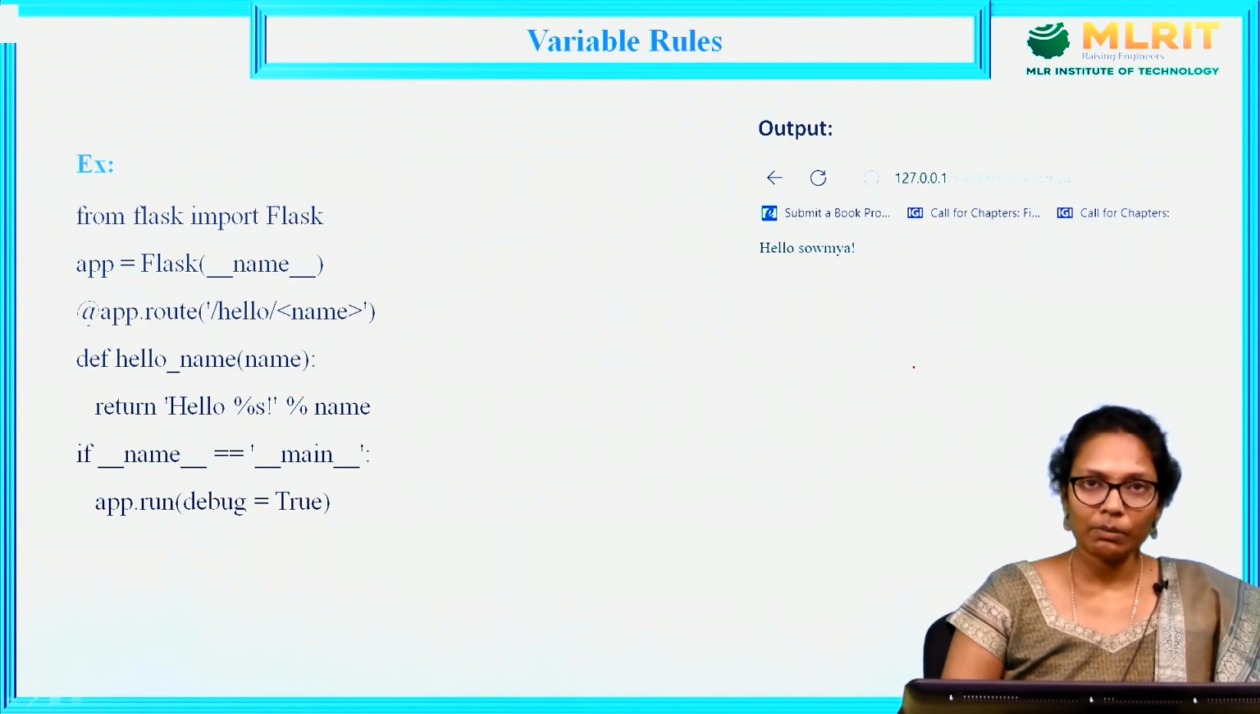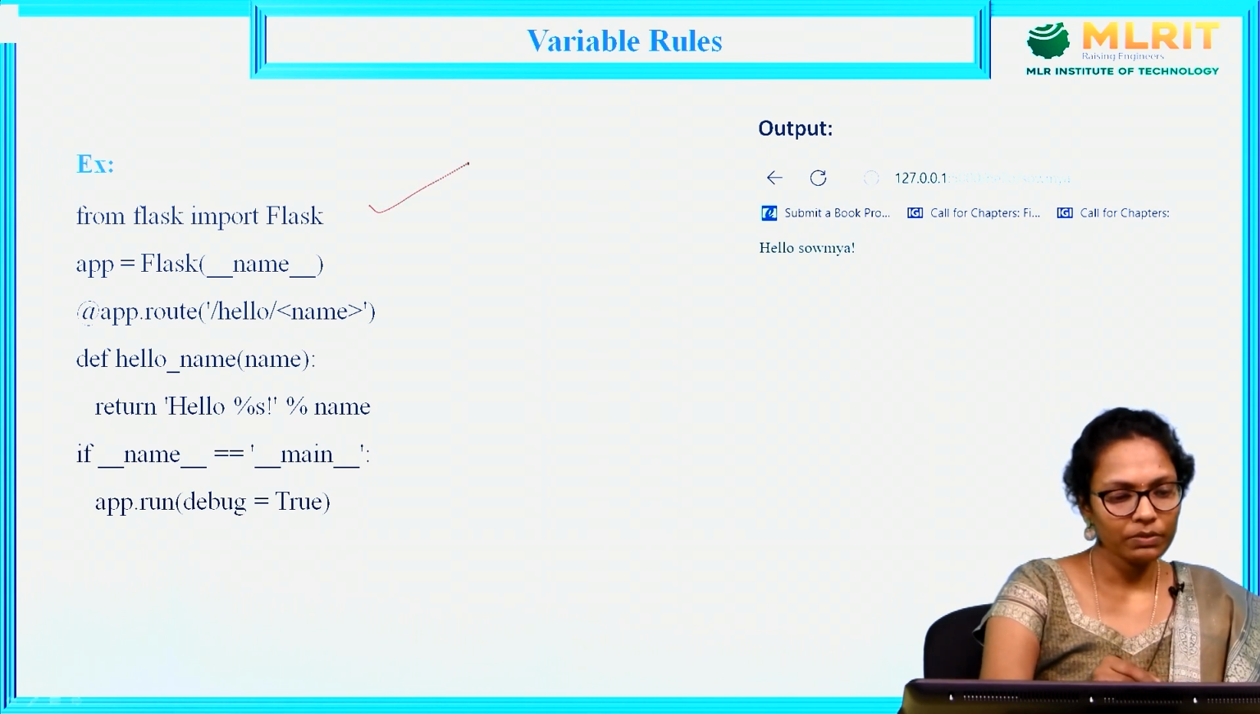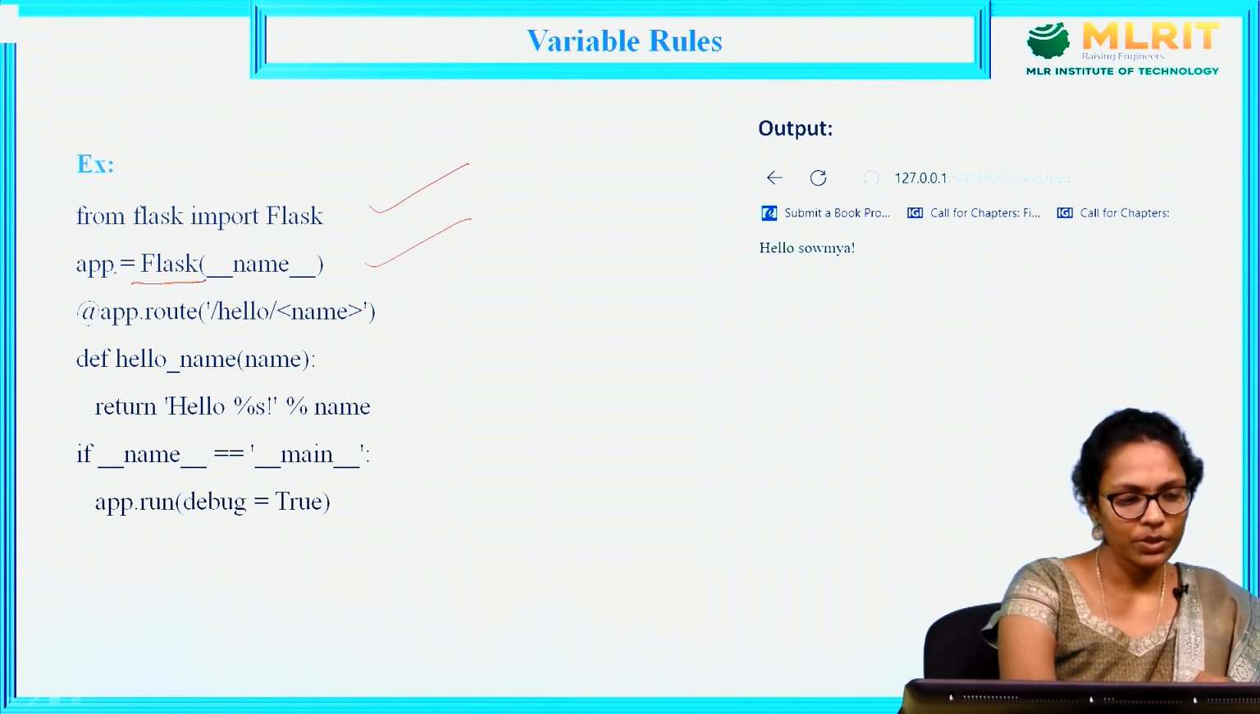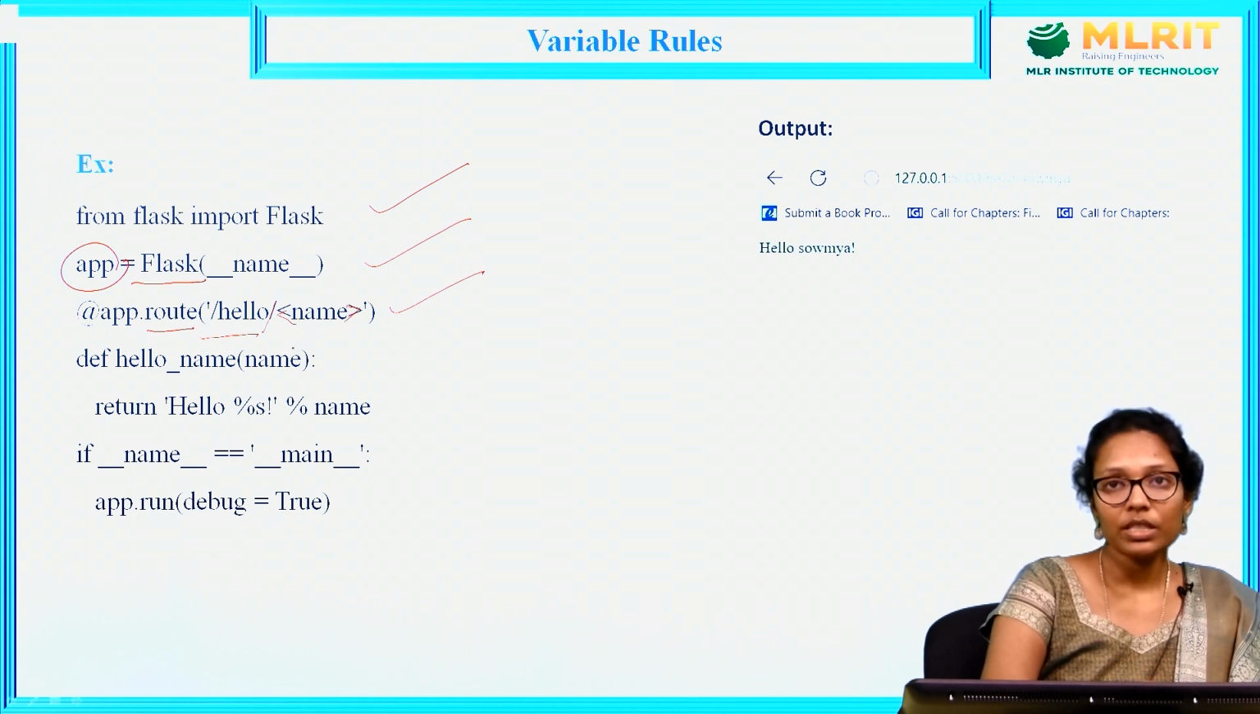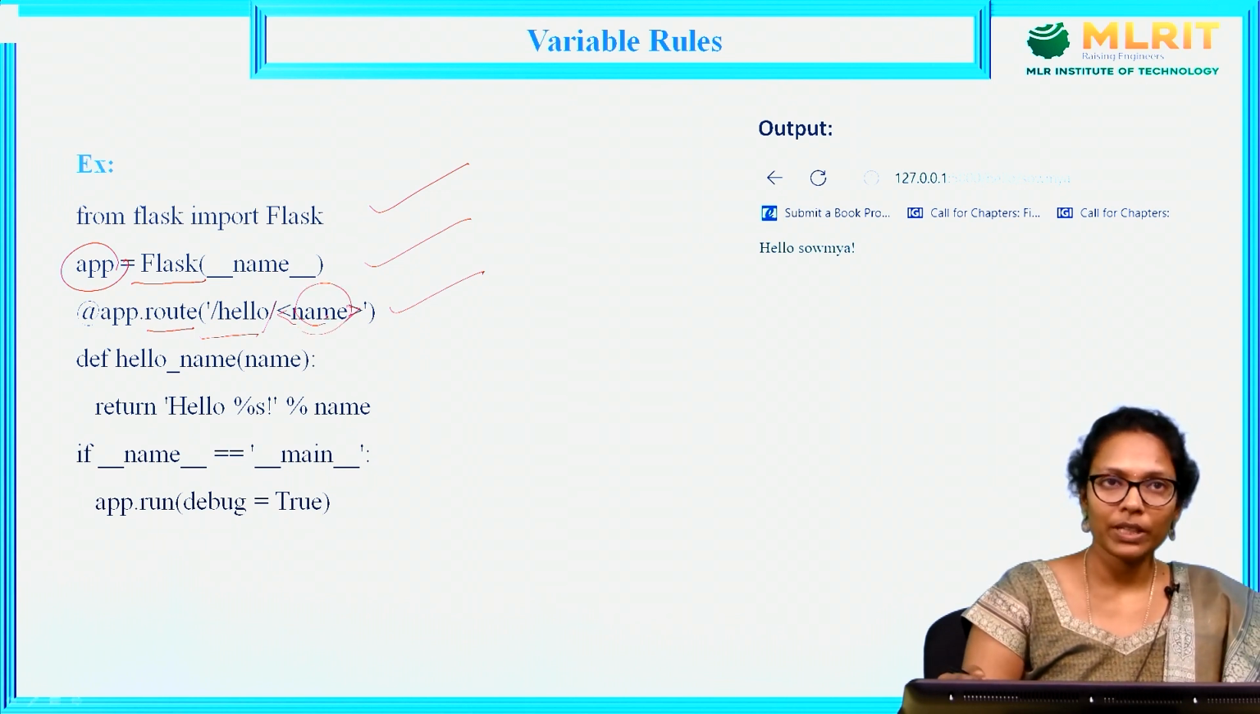Coming to the example application, here we are importing Flask from the flask module, and then creating an object for the Flask class. The object name is app. Now you are setting the route, using this method to build the URL. What is the URL I'm assigning here? I'm setting /hello as a constant, and after the slash, you use this symbol, which represents a variable. Here I'm directly giving the variable name as name.